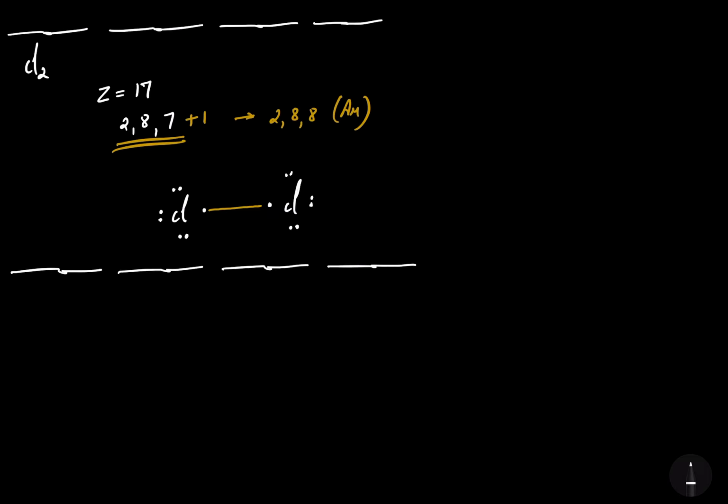My third example is NH3, that's ammonia. What's the atomic number of nitrogen? It's 7. The configuration will be 2, 5. What's the atomic number of hydrogen? That's 1, so its configuration will be only 1.